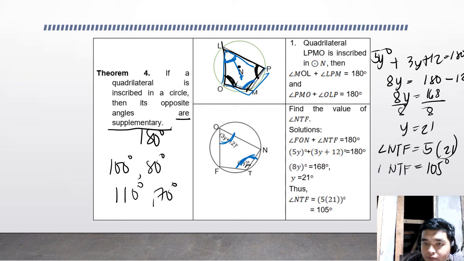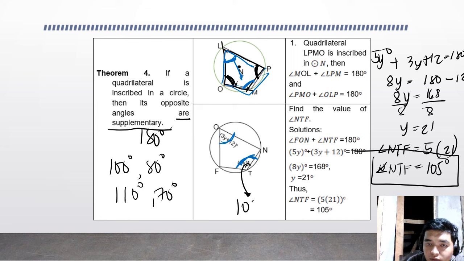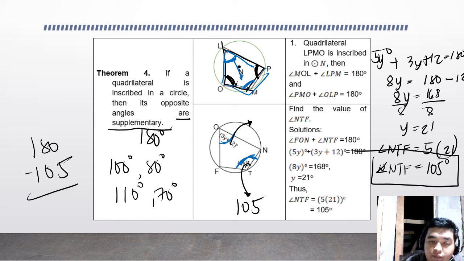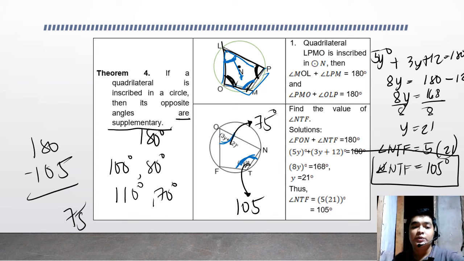Since this is 105, what's the measure of this other angle? Since they are supplementary, what is 180 minus 105? That is 75 degrees. If we add 105 plus 75, that is 180 degrees. So that's for theorem 4.